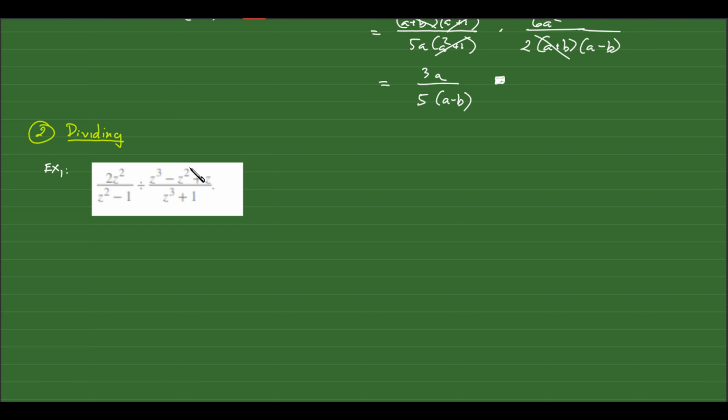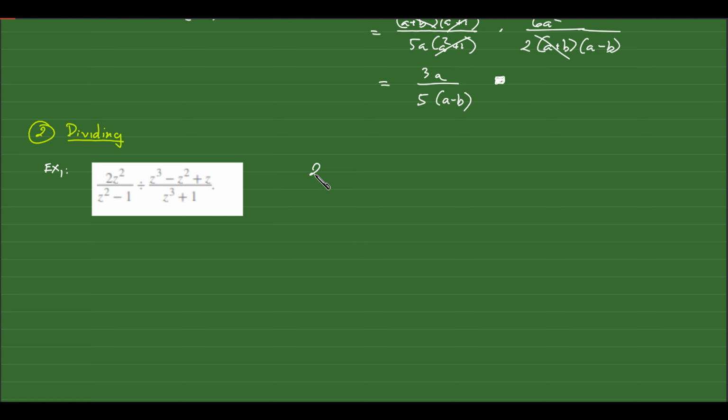All right. So this is 2z squared over z squared minus 1 divided by z cubed minus z squared plus z over z cubed plus 1. Okay. So how will you do this? Again, in order to apply keep, change, flip, everything must be factored out. So go ahead and factor everything out.